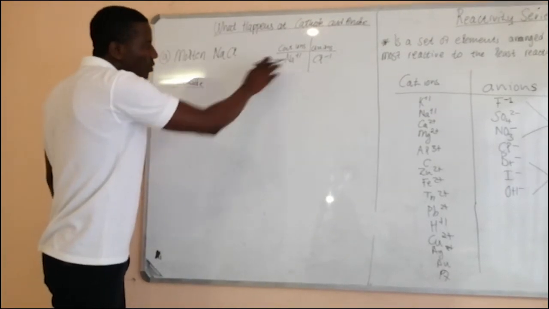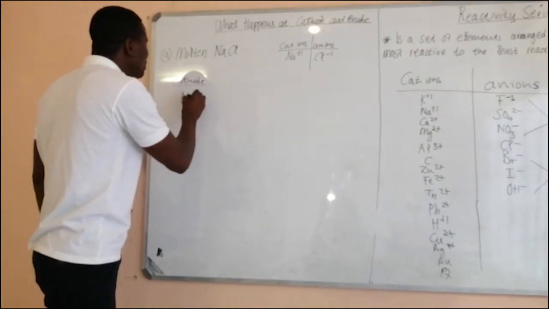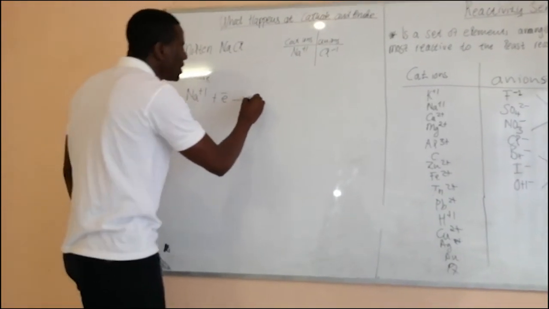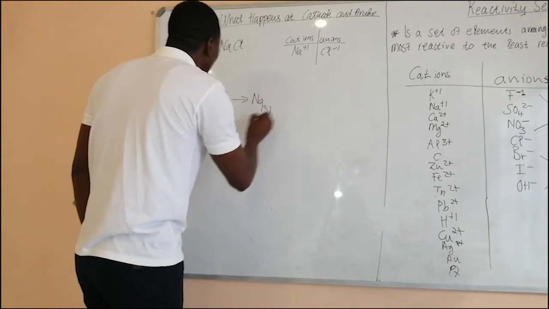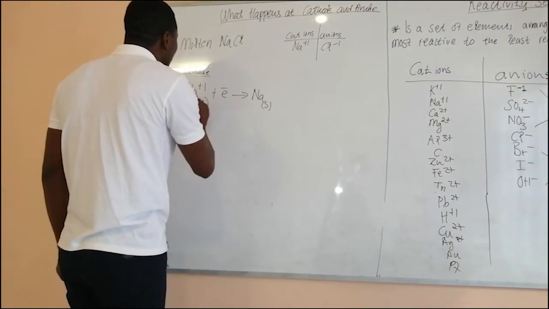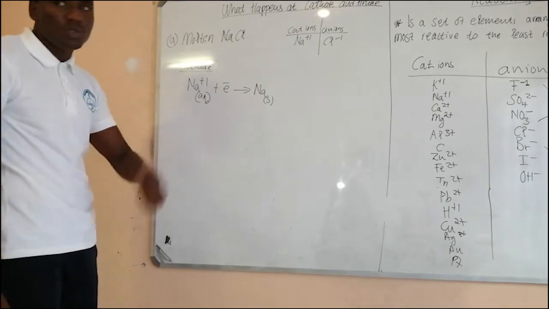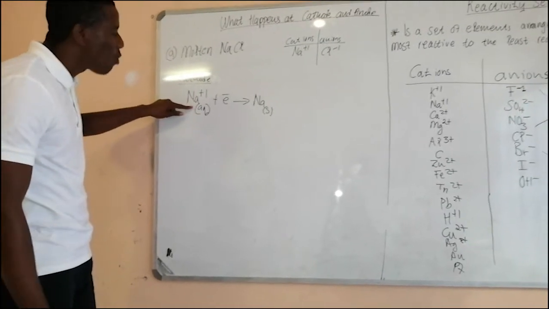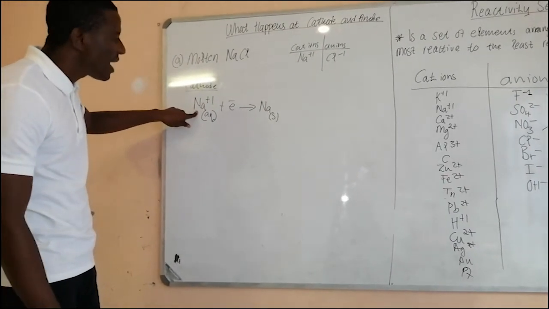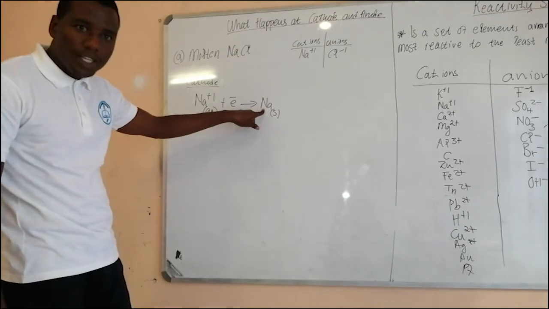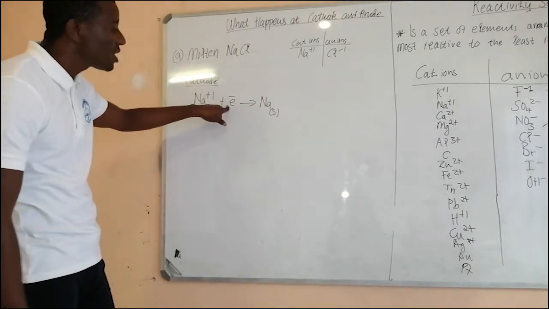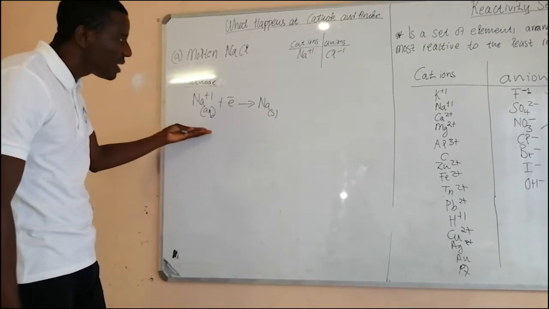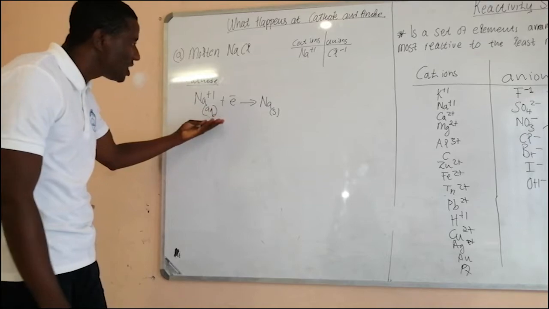We said that we are going to have sodium, so it's going to be Na+ plus an electron giving sodium in solid form. Make sure that you write the state symbols. We make sure that the equation is balanced. We have one sodium ion this side and one sodium atom this side, and one electron that is going to be lost. So this is what is happening at the cathode. That is your equation at the cathode.